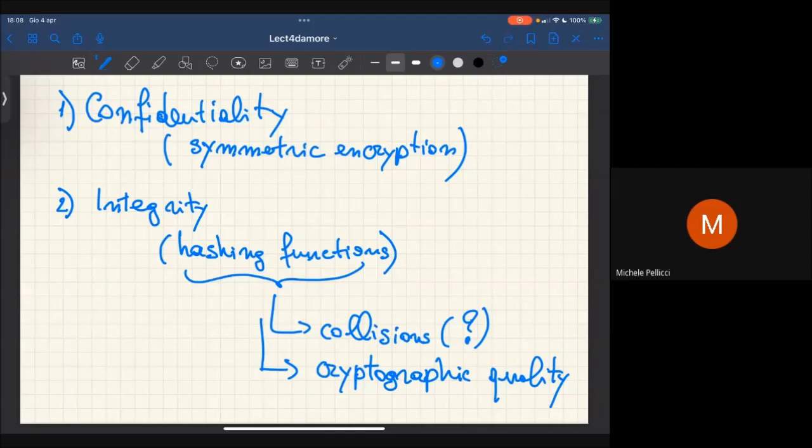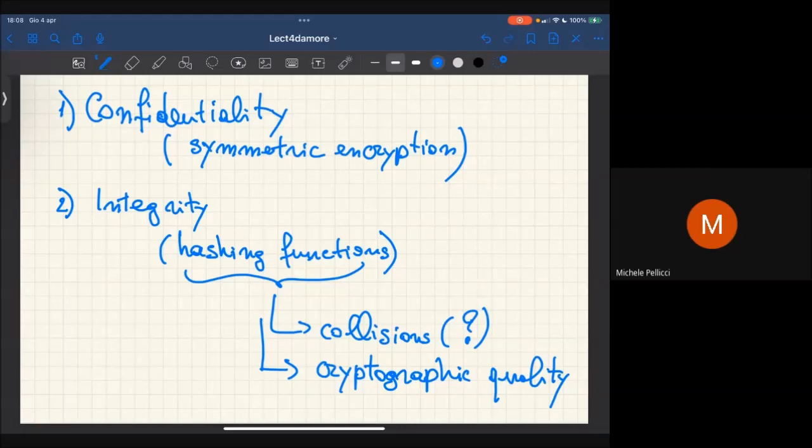Now, first, I want to ask whether there are any questions about these subjects we covered in the first lessons. This is the fourth. So the first three were covering symmetric encryption and the hashing functions. Okay.